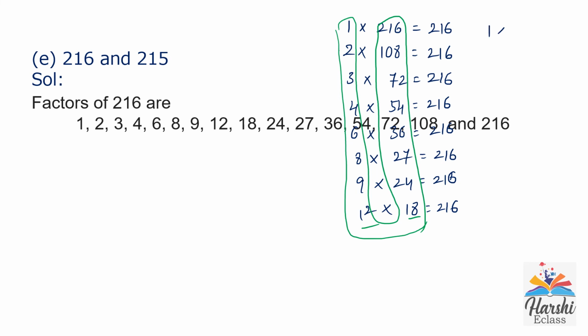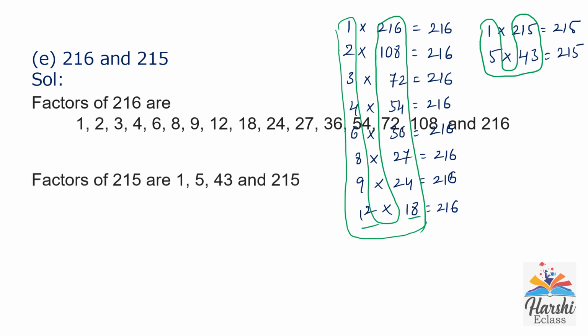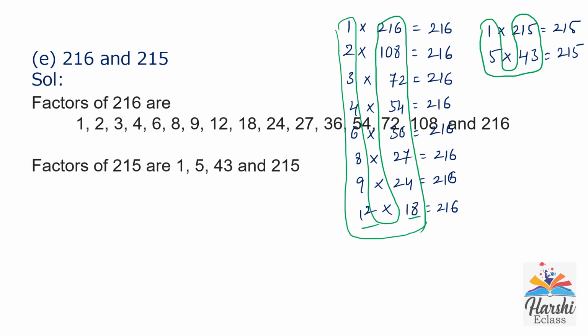Now the factors of 215. 215 is divisible by 5. 5 43s are 215. Next, 43 5s are 215. It is an odd number, so it has fewer factors. Those are 1, 5, 43 and 215.